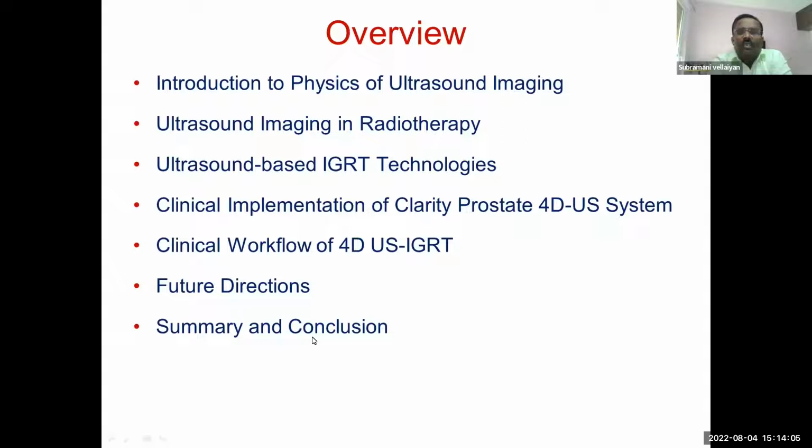Then the role of ultrasound imaging in radiation therapy. Then what are the IGRT technologies based on ultrasound, and what are the requirements and the procedures we adopted for clinically implementing the Clarity Prostate 4D ultrasound system at our institution, how the workflow of that 4D ultrasound IGRT system works, and what the new developments are. That's most important in order to understand ultrasound, the future directions or futuristic aspects. And I will be summarizing and concluding.